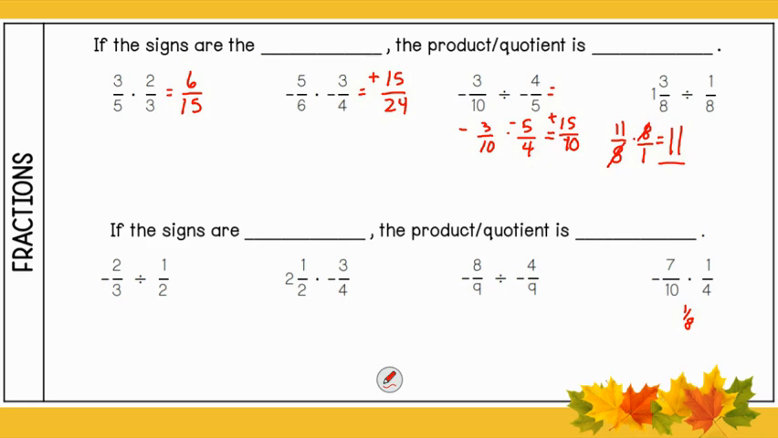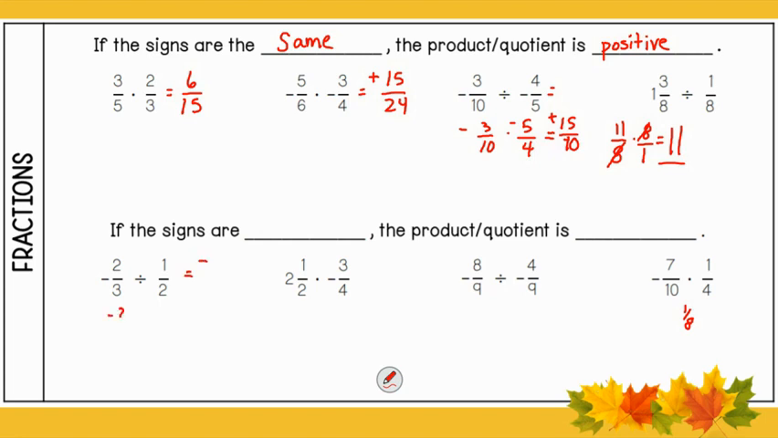Okay? So just to remind ourselves, if the signs are the same, the product or quotient is positive when we are dividing and multiplying. Okay? And then we just look at the pattern here. When the signs are different, it's going to be a negative, right?